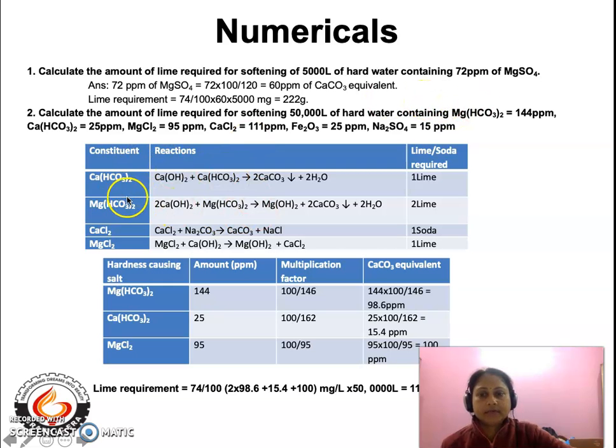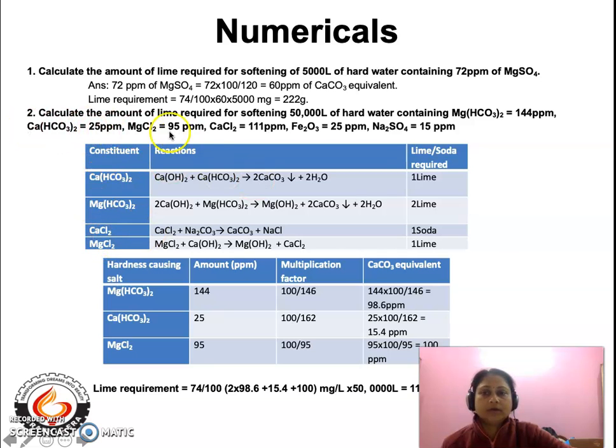Now let us see the reactions that will take place when we add lime or soda or both. Our constituent present is magnesium bicarbonate, and when magnesium bicarbonate is present in our water sample, we require 2 moles of lime, as we have discussed in the previous lecture. So 2 moles of lime will convert magnesium bicarbonate to 2 insoluble precipitates: one is magnesium hydroxide, another is calcium carbonate. And when calcium bicarbonate is present in the water sample, we require 1 mole of lime, so it will get converted to insoluble calcium carbonate precipitate.